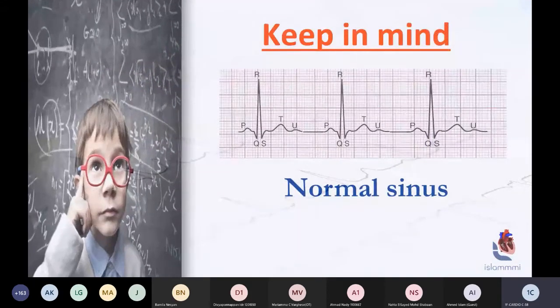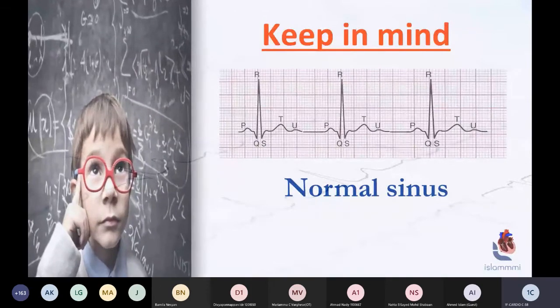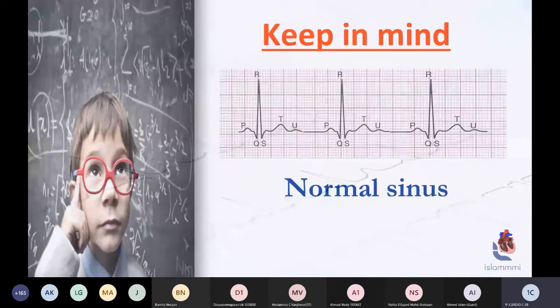But what I'm asking you to do is always to keep this ECG in mind, because if you want to identify something abnormal, you have always to compare with the normal. So this is the normal ECG. If I'm telling you what is the component of the normal ECG, you have always to know that it starts with the P wave, which is representing the impulses coming from the atrium, and then the QRS, which is representing arrival of the impulse to the ventricle, and then the T wave, which is representing leaving the impulse from the ventricle. This is very important.